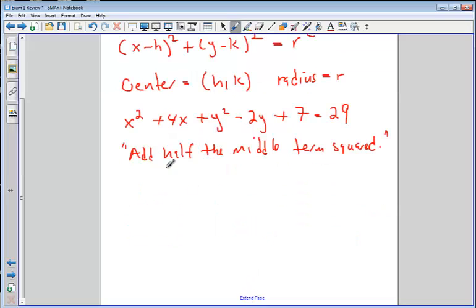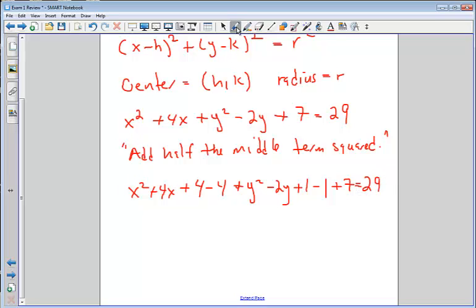And so if you follow this rule, what we can do is we have x squared plus 4x, and then half the middle term would be 2, and if we square it, it's 4, and if we add 4, we better take off 4 right next to it. And then over here, we have y squared minus 2y, and half its middle term is negative 1, squared is positive 1, so plus 1. Make sure you subtract off 1 right next to it, or you'll change the equation. Plus 7 is equal to 29.